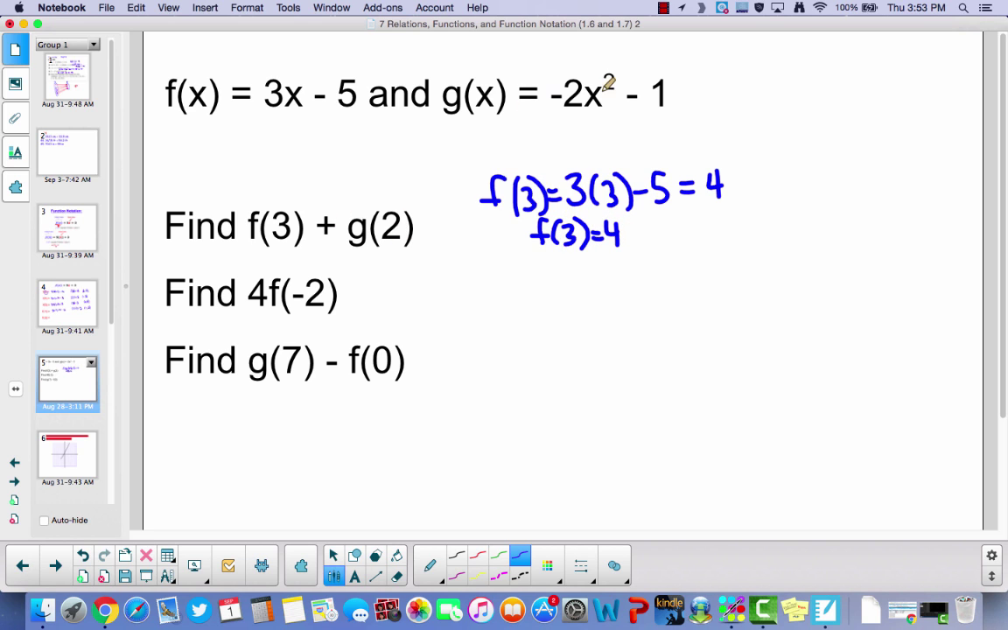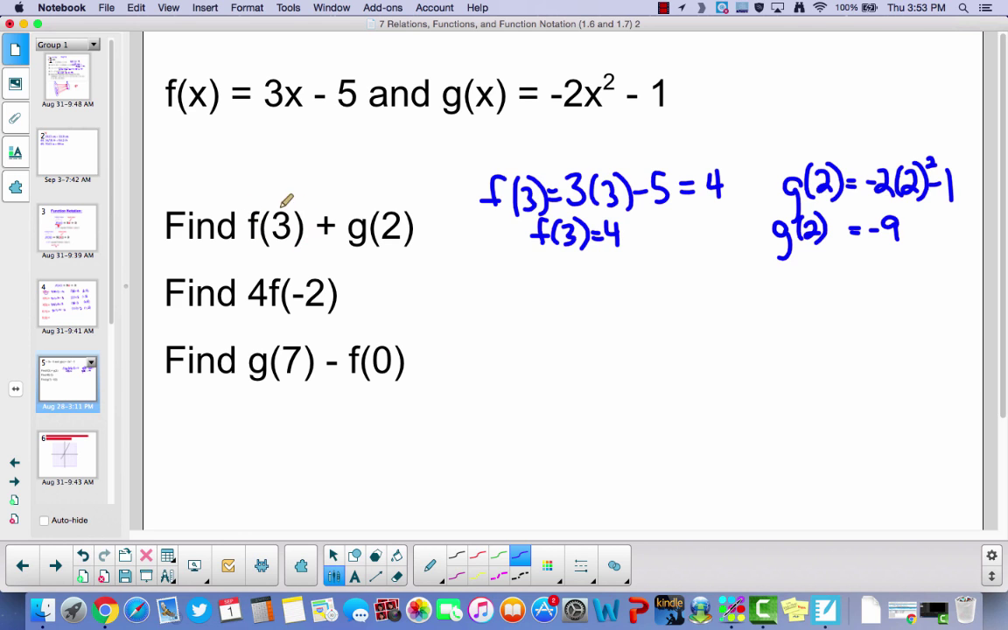G of 2 says plug 2 wherever you see an x. So g of 2 is negative 2 times 2 squared minus 1. Square the 2, that's 4, times a negative 2 is negative 8. Negative 8 minus 1 is negative 9. So g of 2 is negative 9.